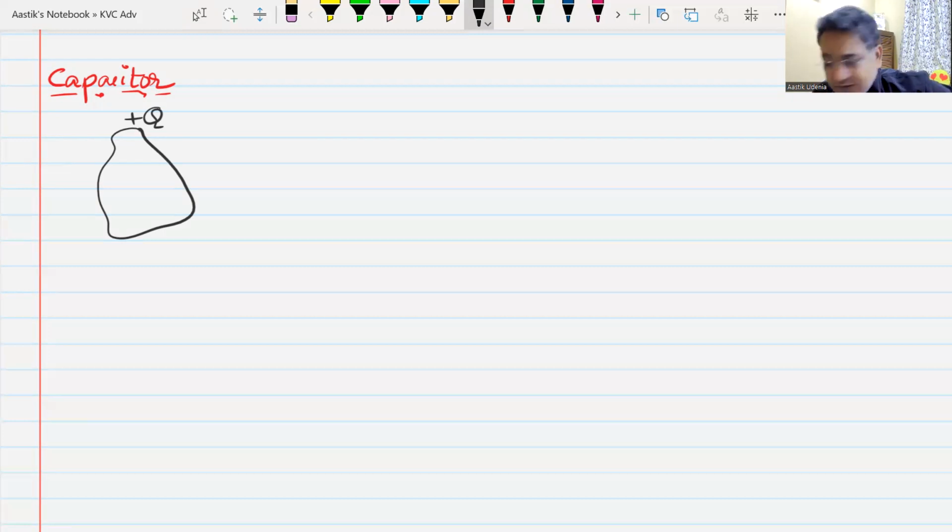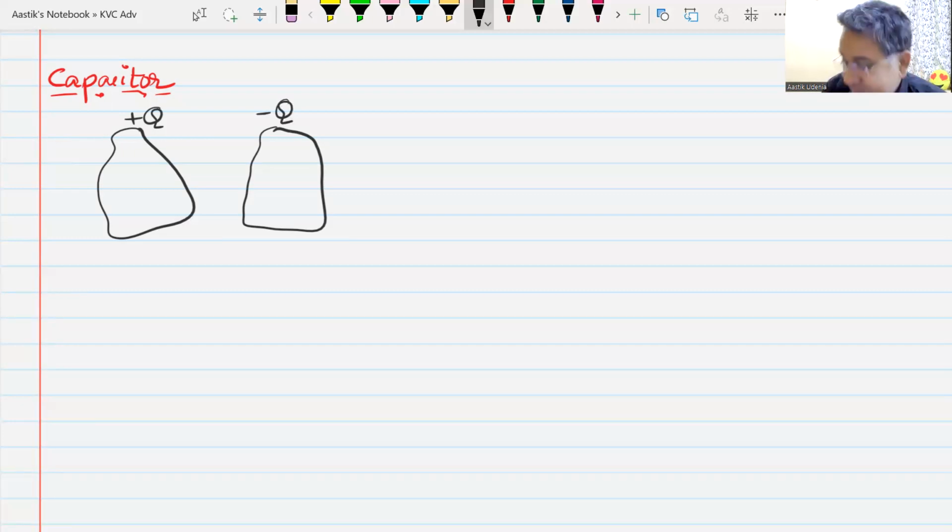The capacitance of this isolated conductor depends on what all factors? Size, shape, geometry, and the medium surrounding it. Material? No, it does not depend on the material. Presence of other conductors, yes. So what we have seen is, if we bring another conductor close to it and give it the same charge, let us say minus Q, the capacitance of this system of these two conductors is significantly larger than the capacitance of the conductors themselves.